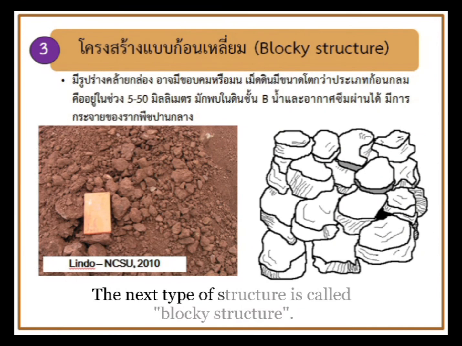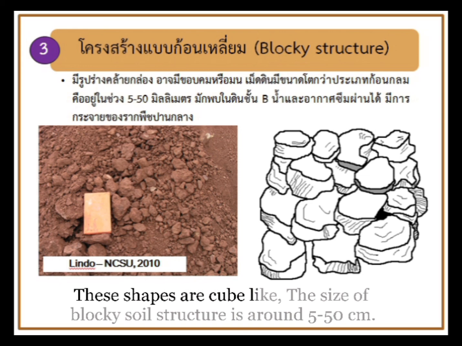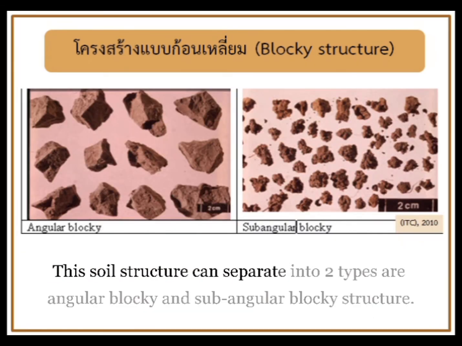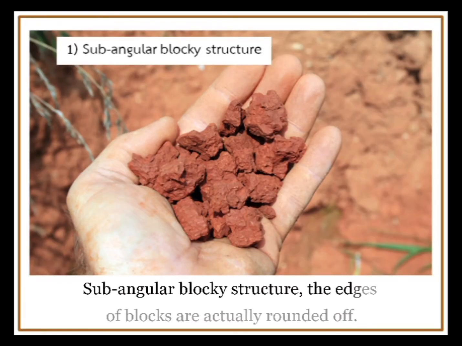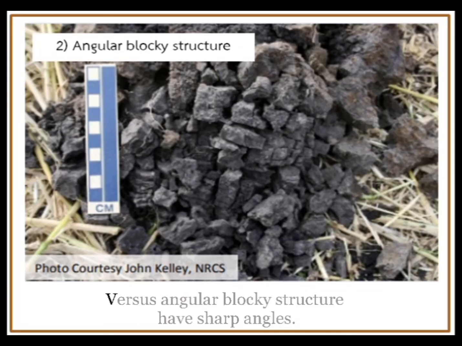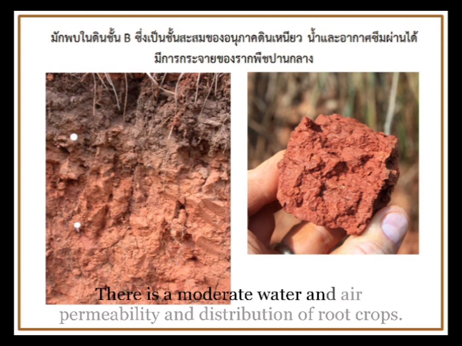The next type of structure is called blocky structure. These shapes are cube-like. The size of blocky soil structure is around 5 to 50 centimeters. Blocky structure can be separated into 2 types, angular blocky and subangular blocky structures. In subangular blocky structure, the edges of the blocks are rounded off, versus angular blocky structure which has sharp angles. They are commonly found in the B horizon where clay has accumulated. There is moderate water and air permeability and distribution of the root crop.